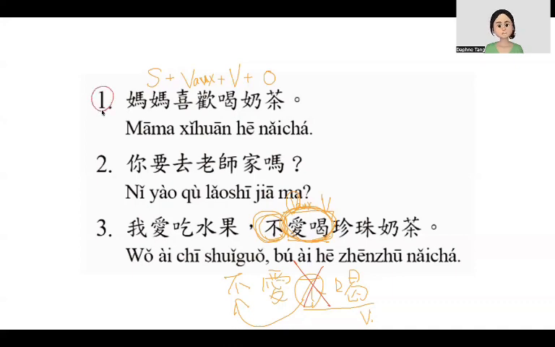if we want to negate this sentence, which position could we put 不? Yes, before 喜欢. 妈妈喜欢喝奶茶, 妈妈不喜欢喝奶茶. We put 不 before auxiliary verb. So 不喜欢.